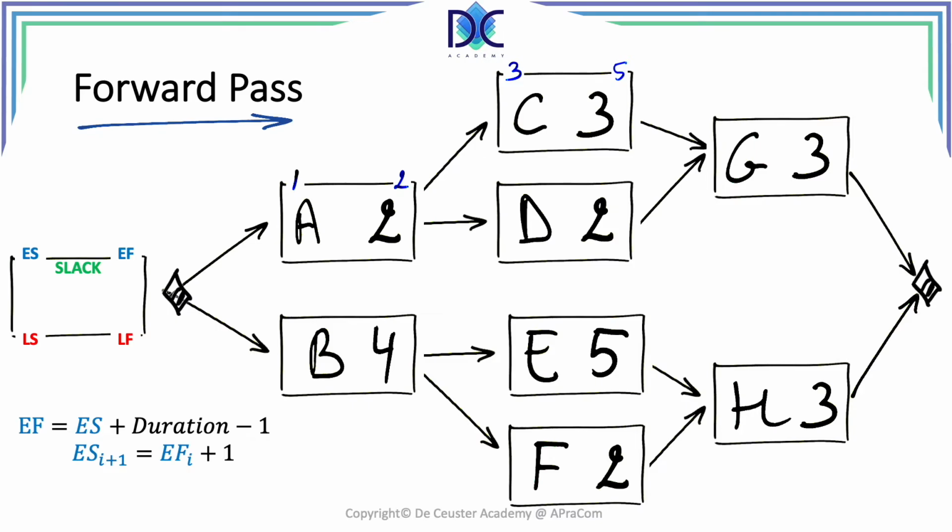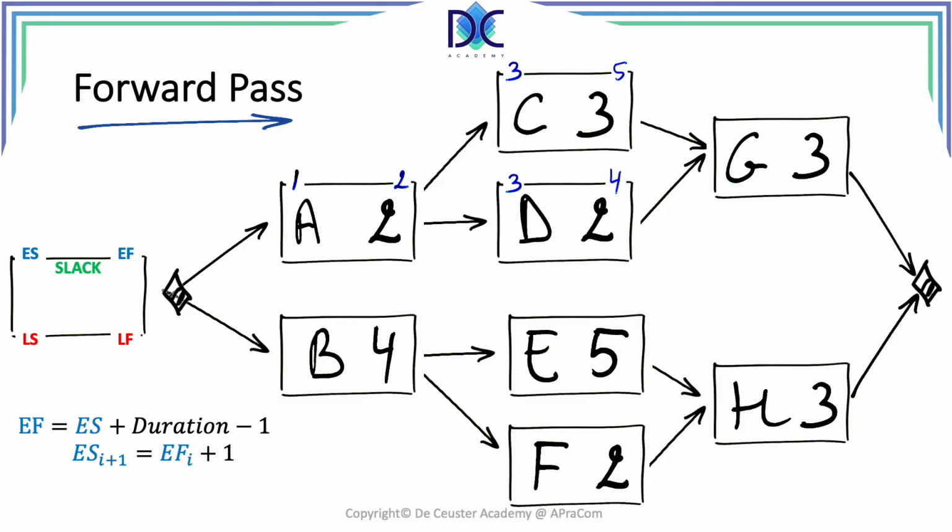Once we know the early start and early finish of A, we can also calculate the early start and finish of D. The early start of D is the same as for C, hence equal to 3. And now we can calculate the early finish of D, which will be equal to 4. Before calculating the early start and finish of G, we will return back to B.